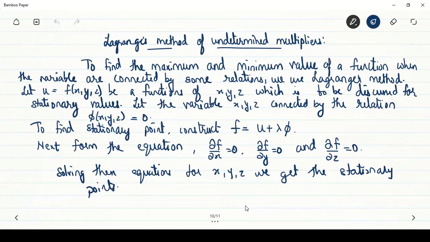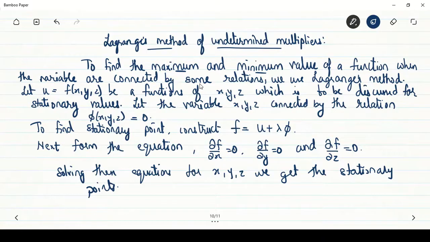In this video, we are going to discuss Lagrange's method of undetermined multipliers. Suppose we want to find the maximum and minimum of a function when the variables are connected by some relation. Then we use Lagrange's method.